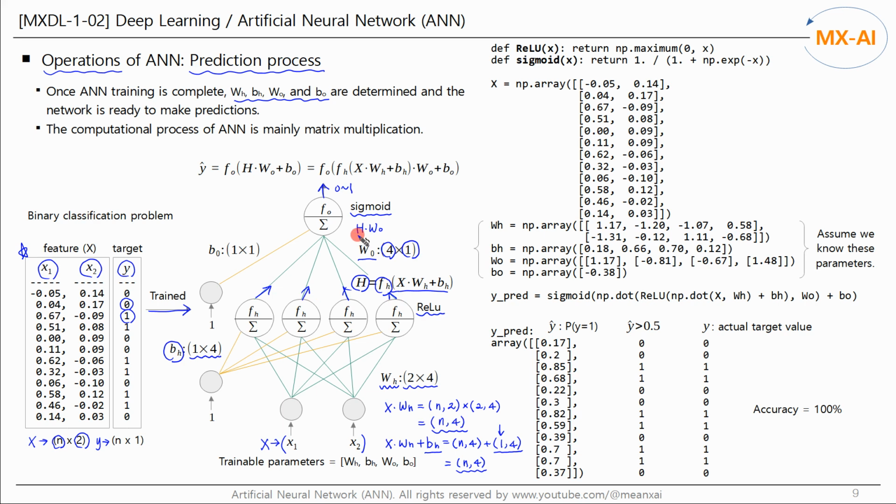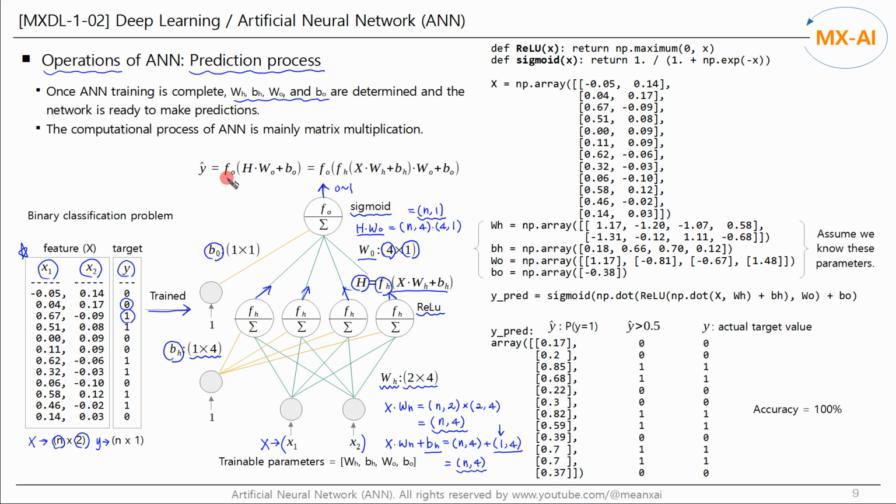And matrix H is multiplied by matrix WO. The order of matrix H is n by 4. The order of matrix WO is 4 by 1. The result will be a n by 1 matrix. The bias matrix BO is added here.